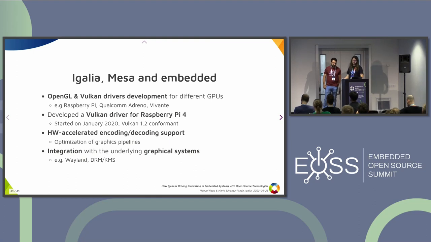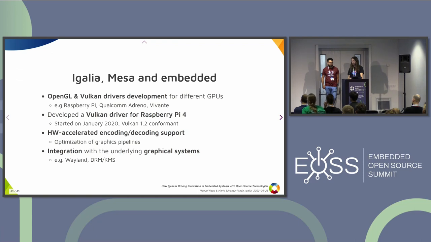And now, how does this impact embedded devices again? Well, the driver development that we've been doing for OpenGL and Vulkan for different GPUs already had a huge impact, in particular in some very common devices like the Raspberry Pi. We work on the OpenGL and Vulkan drivers there, and on the Raspberry Pi 4, we developed the Vulkan driver from scratch. We started about 2 years and a half ago, and now it's Vulkan 1.2 conformant. We also work on other platforms as well.